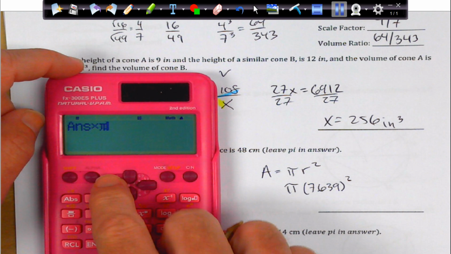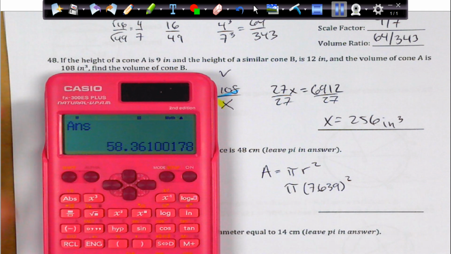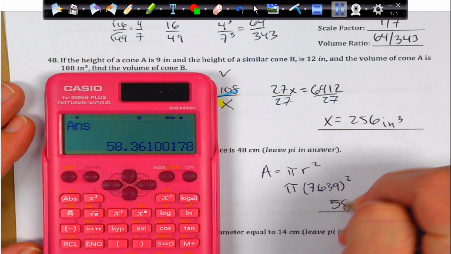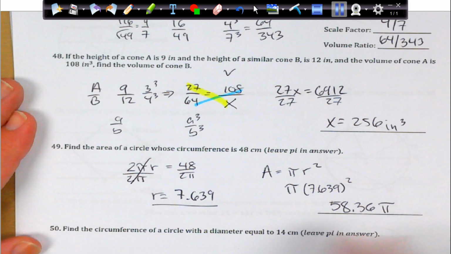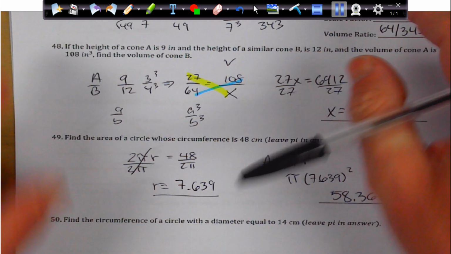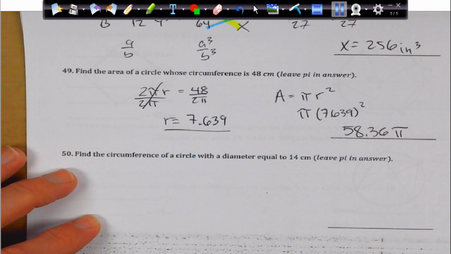Let's go back. I'm just going to do answer. What is the answer again? It was 58.36, and that's pi. So typically one wouldn't do it quite that way. I think there might have been supposed to be a 48 pi there, but oh well.